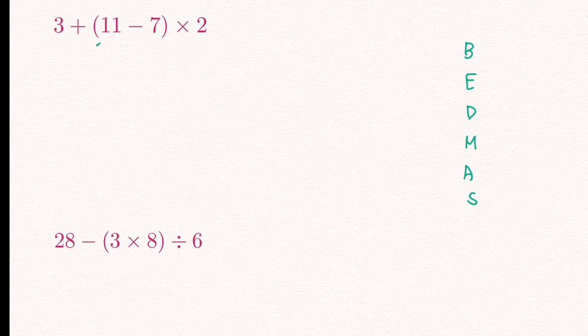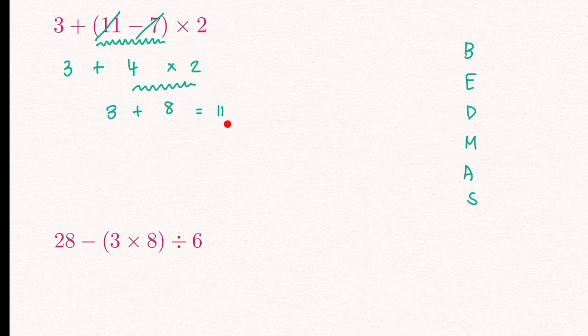So bracket, so I need to solve this part. What is 11 take away 7? It equals 4. So now these guys are all gone. And the 3 needs to move down, the plus sign needs to move down, the times and the 2. Now, the timesing has to happen first before I add. So this one, 4 times 2 equals 8. And the 3 plus needs to move down. And 3 plus 8 equals 11. So this expression that we just simplified, the answer is 11.